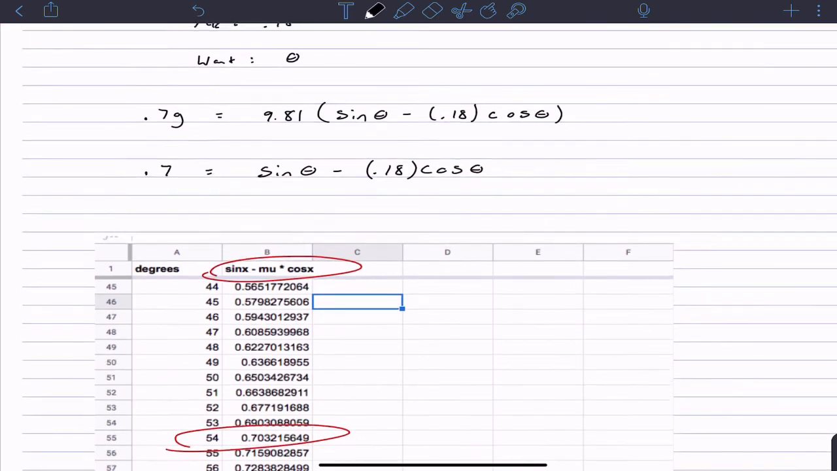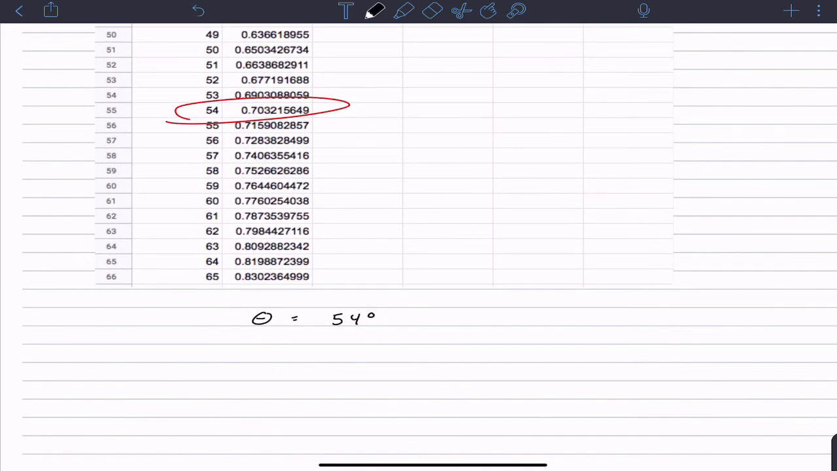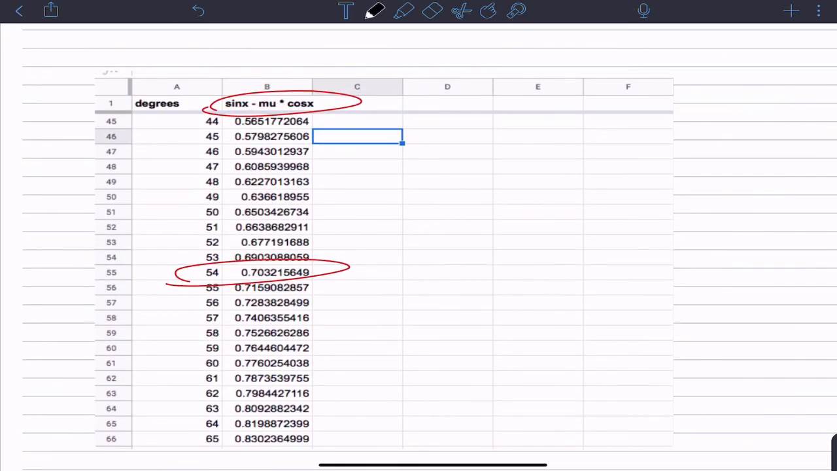I don't think that you're going to have to do this on the WebAssign, but if you do, you just have to find a way to enter in this equation. It's not that hard. If you need help, let me know.